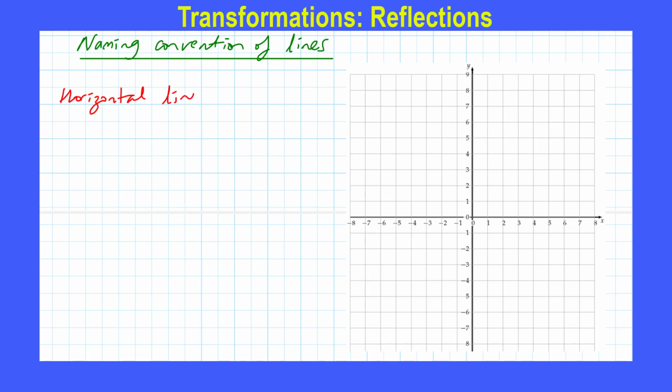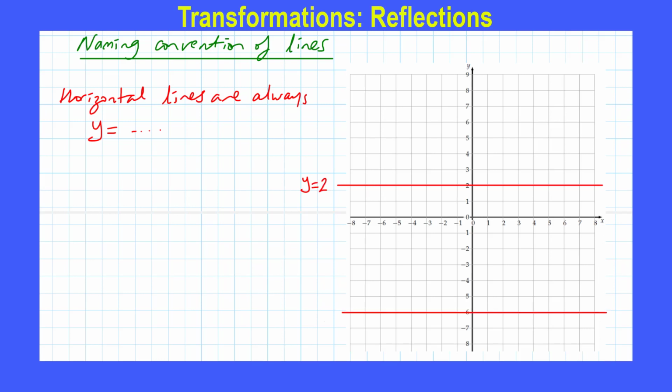Now, our naming convention is very simple. Basically, horizontal lines, that's lines that go across, they always are y equals something. And it will always be y equals a number, and the number that it equals is the number that it passes through on the y-axis. So here I've drawn two lines, y equals 2 and y equals -6. Passes through 2, passes through -6.